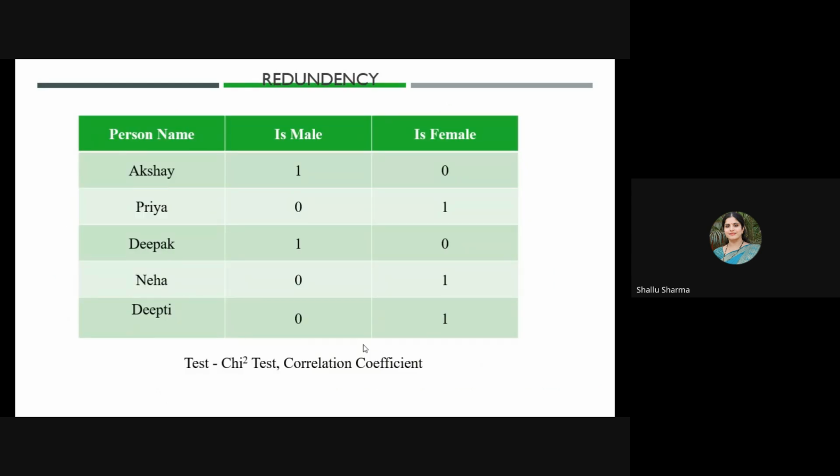The very first is redundancy. There should not be redundancy within the dataset. Suppose we have a dataset, and in this table you can see, leaving aside the person name, we have two columns. One represents whether the person is male or female, and the second column represents whether the person is female or not. We have entry 1 for male and 0 for female. If you think about it, that just increases the number of features within the dataset with no use, because if this column has value 1, it represents that the person is male, and 0 for female.